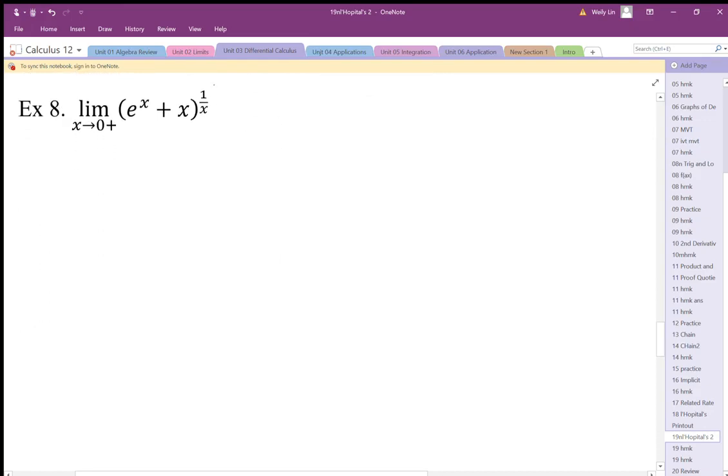This is an exponent, so we need to bring that exponent down. So I'm going to put it into log form. So log y is equal to 1 over x log of e to the x plus x. So this I can put into a ratio form. As x goes to 0, this will end up being 1 plus 0, so log 1 is 0, and 0 in the denominator.